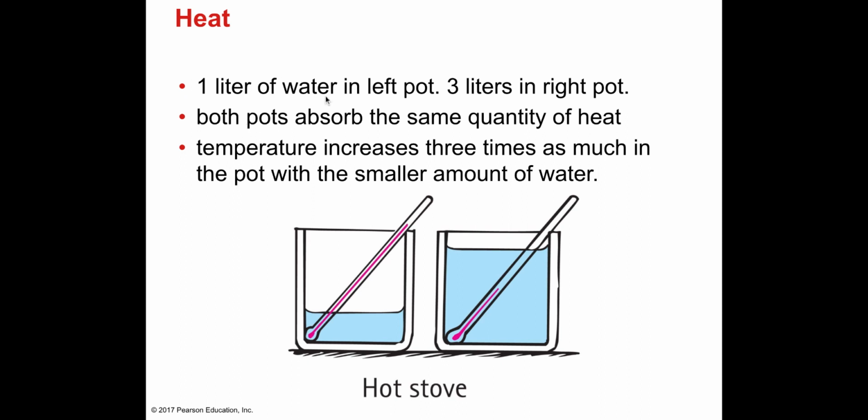So 1 liter of water in the left pot, right here, and then there's 3 liters in the right pot. Both pots absorb the same quantity of heat. If both pots absorb the same quantity of heat, the temperature increases 3 times as much in the pot with a smaller amount of water. So if these two absorb the same amount of heat, you will see that the temperature is going to rise faster. The thermometer, if you look at the mercury, rises faster in this one compared to this one. Why? Because the particles here are fewer. Okay, so they will heat up faster than this one. Okay, so it's the same thing if you're trying to boil water and you put water on a stove.